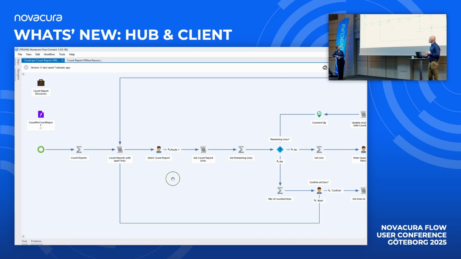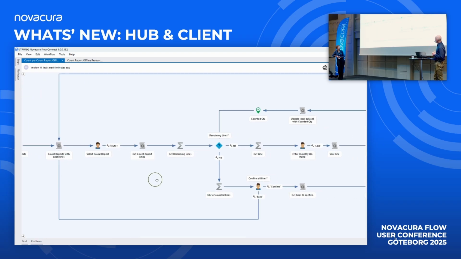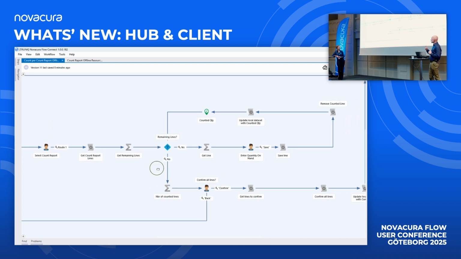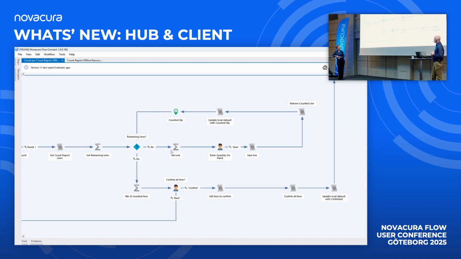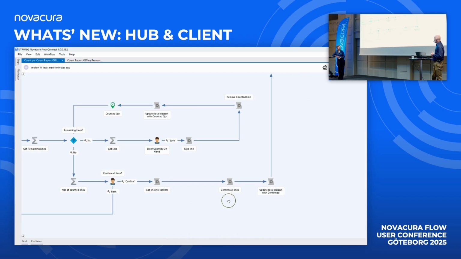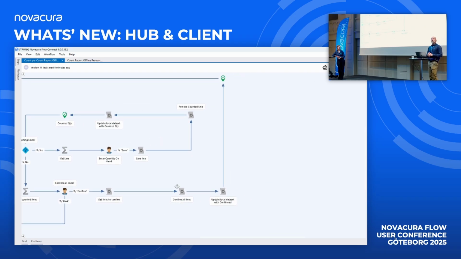And we will fetch the details for that report and then loop through those lines, and the user will enter the counted quantity and we'll save it to IFS Cloud in this instance. And then when everything is counted, we have the option of confirming the lines in IFS, and that will also be saved to the backend system. So now we want to add the offline part of this.